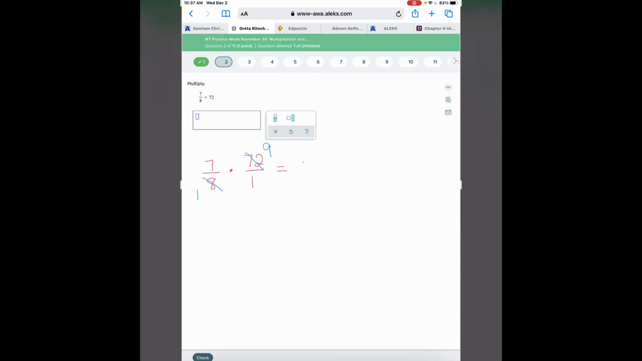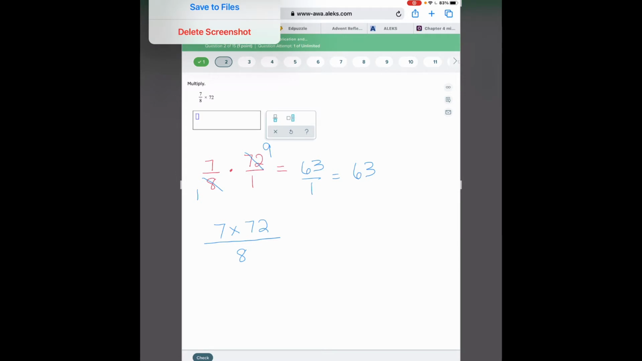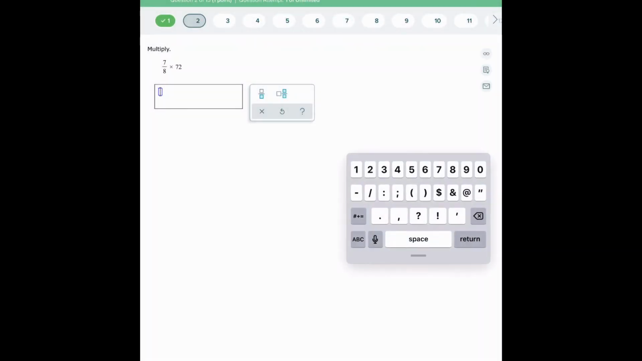7 times 9 is 63. There's a 1 on the bottom, but I don't really need that, so that'd be 63. If I didn't do that, I would have to do this math: 7 times 72, and then 8 times 1 on the bottom. And so I'd have to do the 7 times 72, and then I would end up with a number, and I would have to divide it by 8. So you can see that that's a little more intense math if you're not using a calculator. The answer to this is 63.